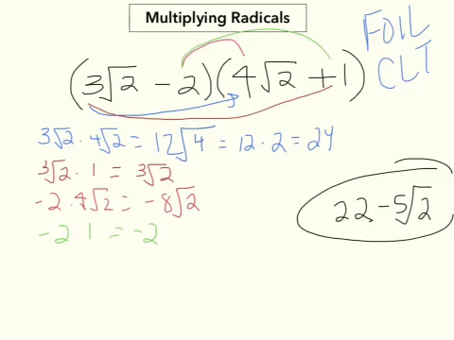So if that confused you, go ahead and go back and rewatch to see how we multiplied all 4 terms together and then simplified to get this answer.